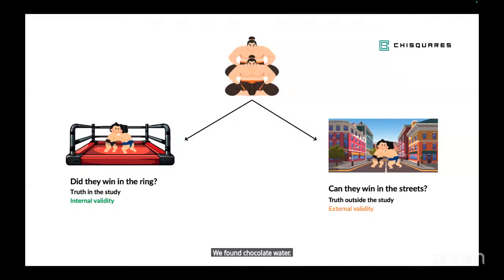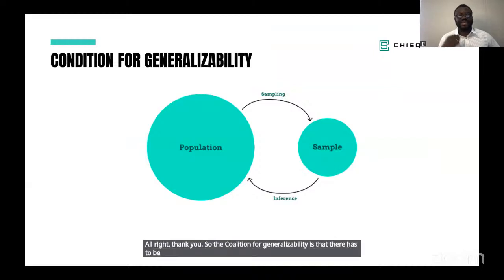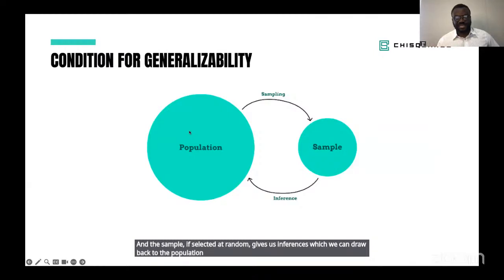All right, thank you. So the condition for generalizability is that there has to be random selection. Again, this is the cycle of inference. From a population, we get a sample through the process of sampling. And the sample, if selected at random, gives us inferences which we can draw back to the population. And this is what we refer to as a cycle of inference.